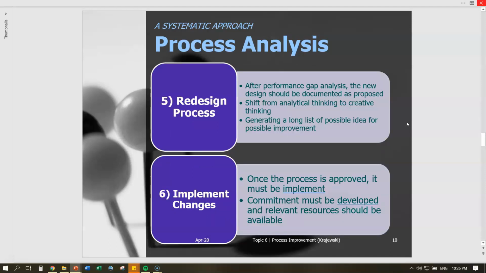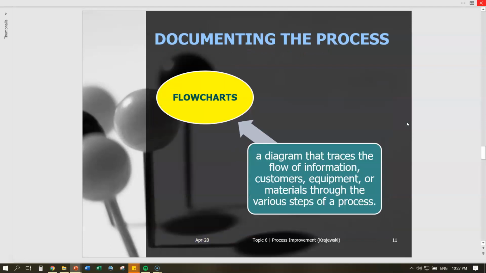Next is redesign the process. So when you have already done the performance gap analysis, next is for you to create the new design. Cara apa yang terbaik untuk improve dari proses sedia ada. And lastly is implement the changes. When we talk about documenting the process, paling penting sekali kalau dalam re-engineering, dia akan refer kepada flowchart.